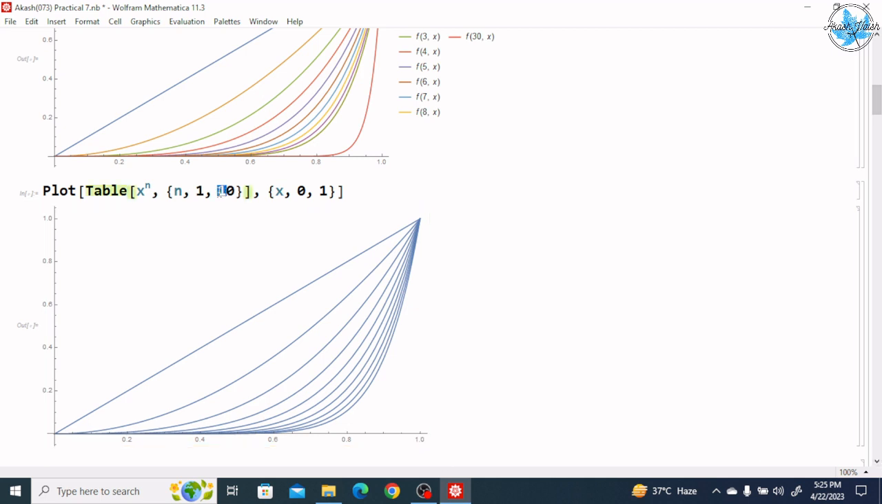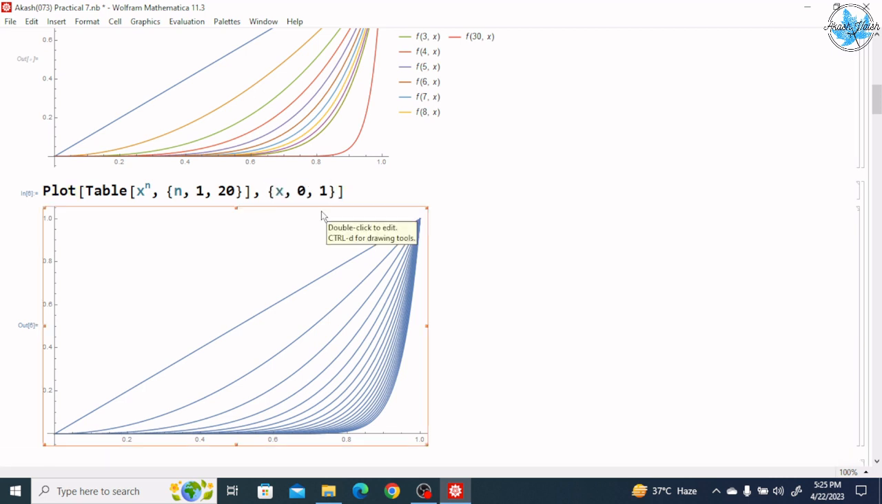You can also change the value of n. If I change n from 1 to 20 and press Shift plus Enter, you can see the graph does not change. It is again the same, converging on 0 and 1, but not exceeding 1 and 0. But remember that in the question it is given that your value of x should lie between 0 and 1.